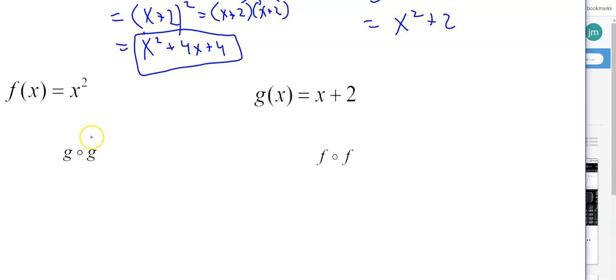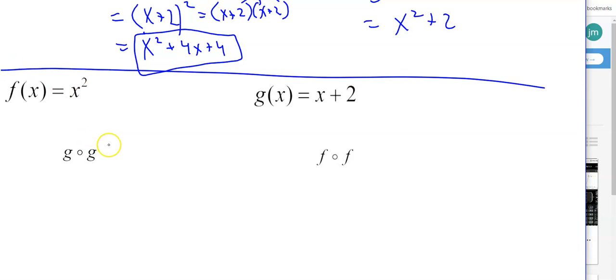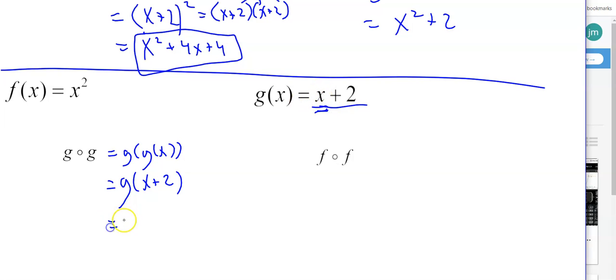And finally, two new functions here. So this is going to be g of g of x. So g of x is x plus 2, so this is going to be g of x plus 2. If I plug that in for x, everywhere there's an x, I'm going to plug in x plus 2. So I get, with parentheses, x plus 2 plus 2, which is x plus 4.